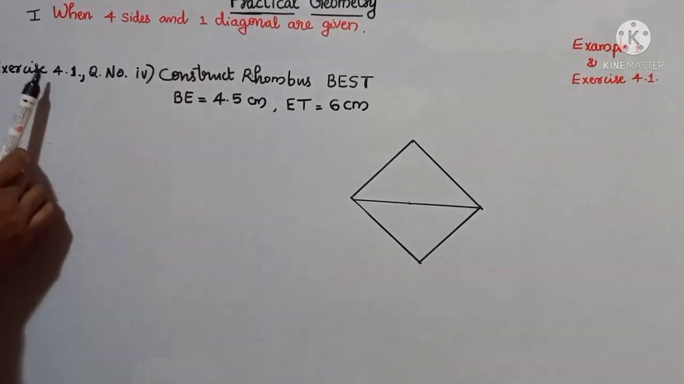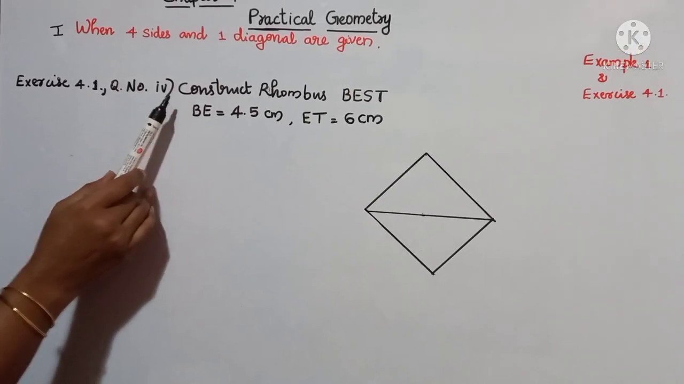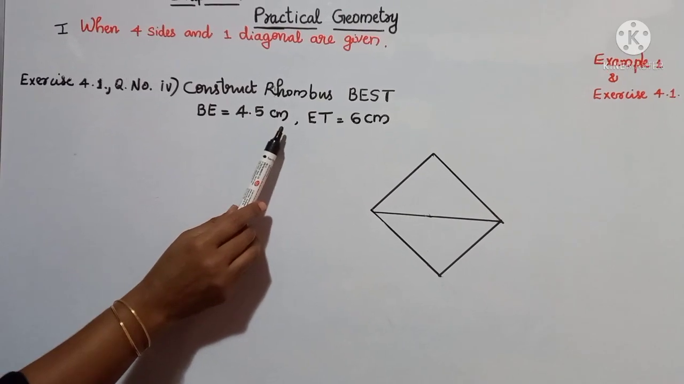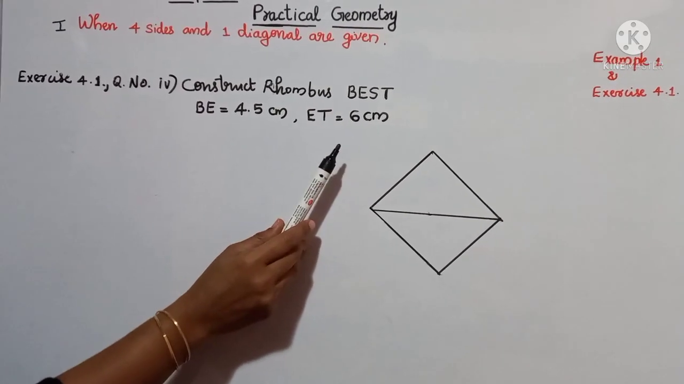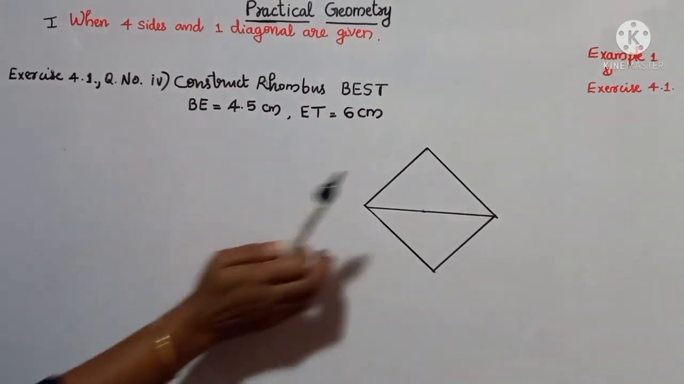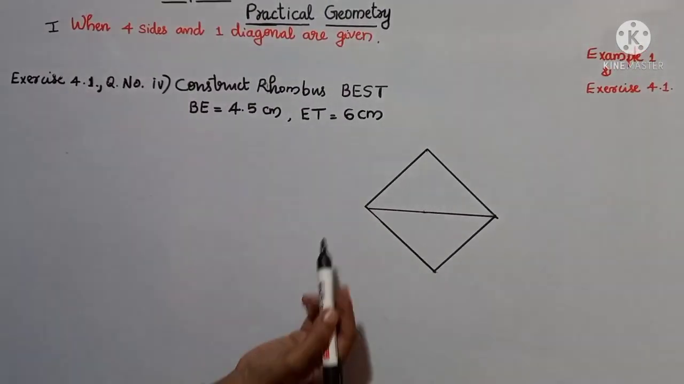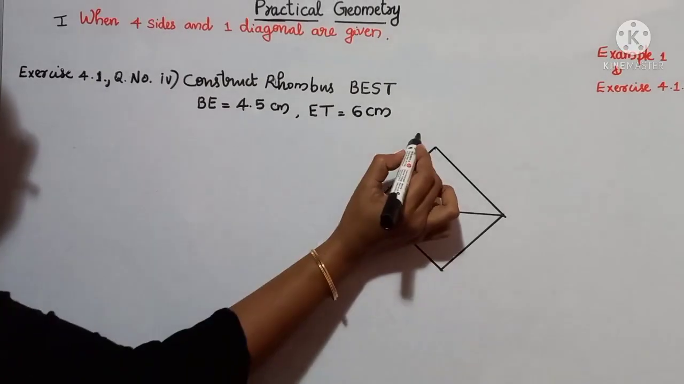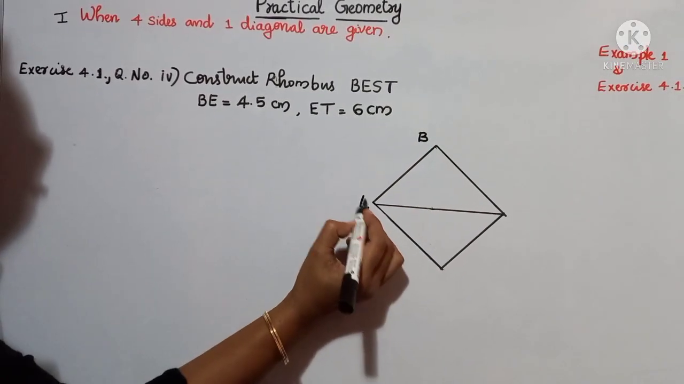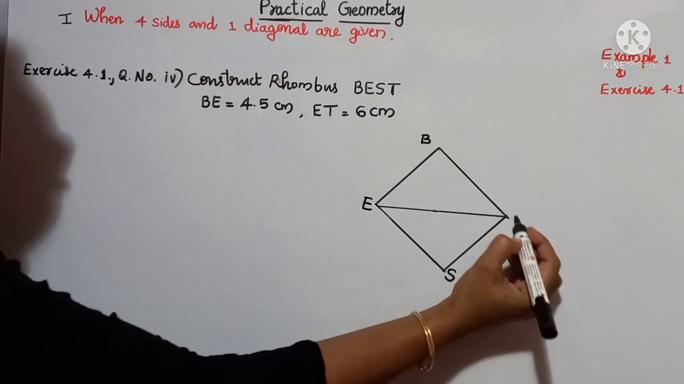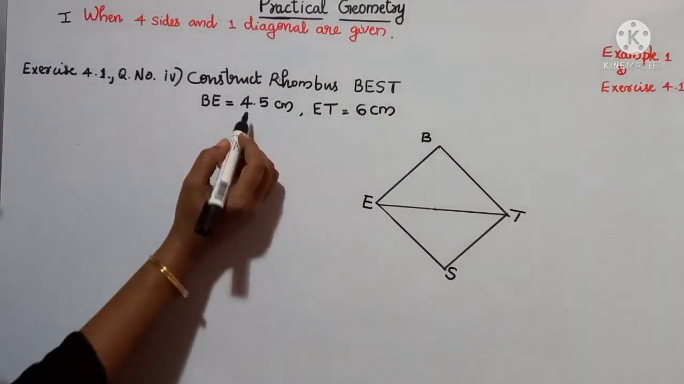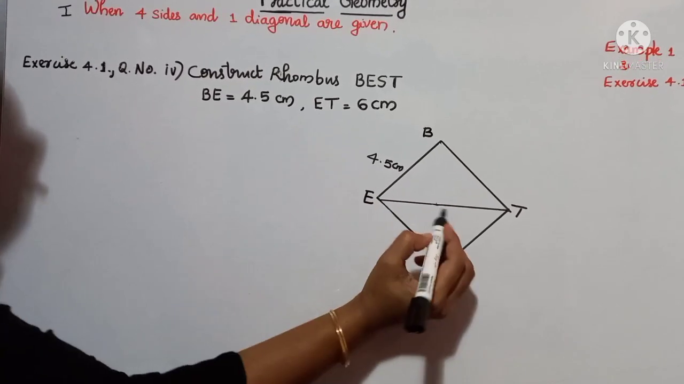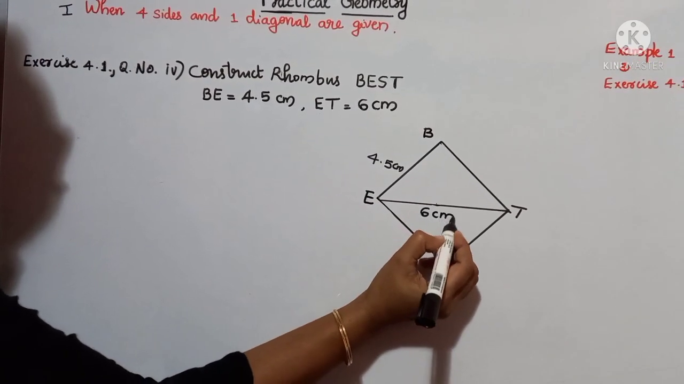Then our next question is exercise 4.1, fourth question. Construct rhombus BEST where BE is equal to 4.5 centimeter, ET is equal to 6 centimeter. Here I have drawn a rough sketch of a rhombus. Then we can give BEST here, B, E, S, T, and BE is equal to 4.5 centimeter. ET 6 centimeter. Only this much measurements are given.